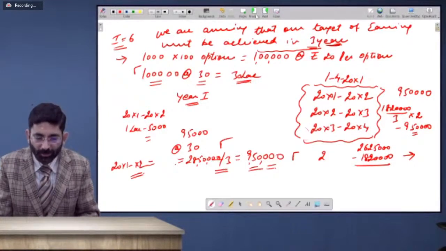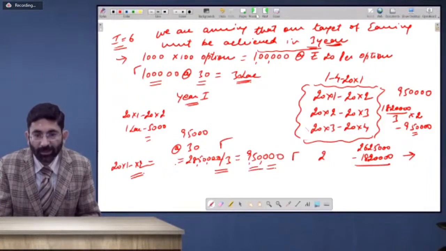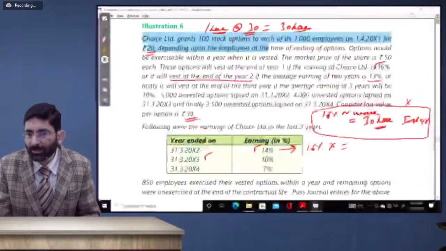So illustration number 7, once again. Pradhan, let's do illustration number 7 once again, no matter.